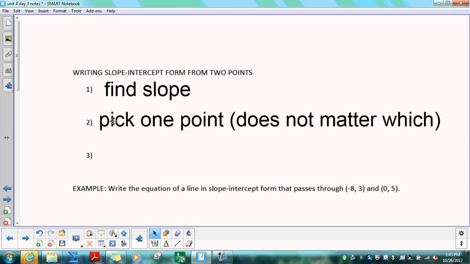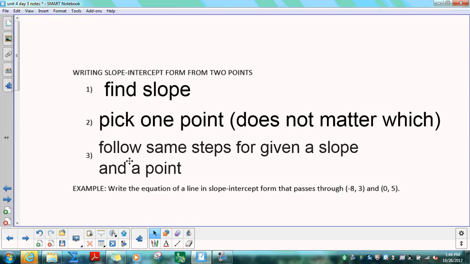It doesn't matter which one you pick. Pick one of the 2 points they gave you. Plug it in, and you just follow the same thing. You plug in the x, y, and m into the equation, find the b, and you can write your y equals mx plus b form. Okay? So here's an example.